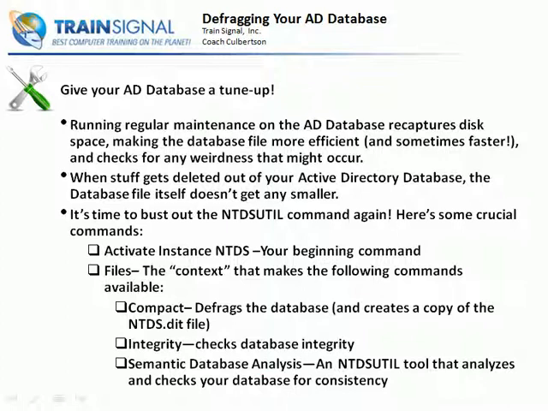We have seen NTDSutil once before. We're going to see NTDSutil once again because I'm going to show you how to run these regular maintenance tasks: compact, integrity check, and the semantic database analysis. They're very quick, very easy, and you want to do these every so often. Maybe once a month, once every 2 months, depending upon the activity of your Active Directory. So let's go ahead and bounce on over there and give this a whirl.